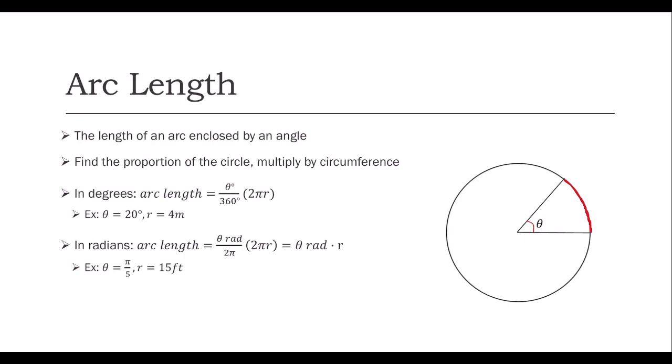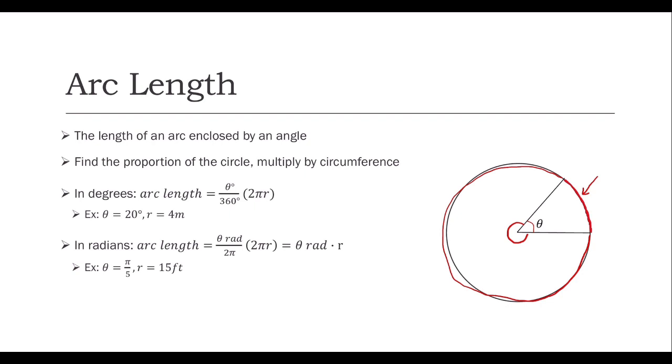So arc length is the length of an arc enclosed by an angle. So over here, this red portion is our arc length for the angle theta. You could also do this angle on this side, and your arc length would be this entire other portion of the circle. So to figure out your arc length, you need to figure out what proportion of the circle your angle covers, and then you need to multiply that by the circumference.